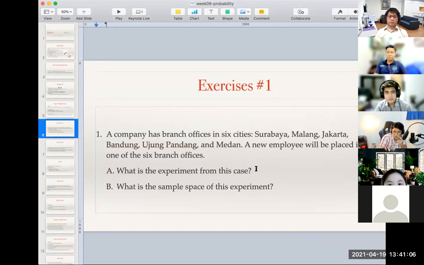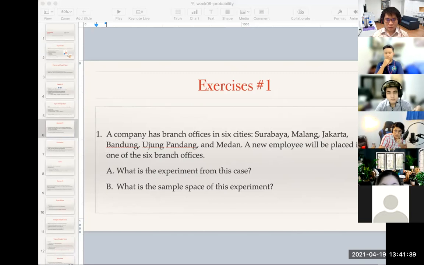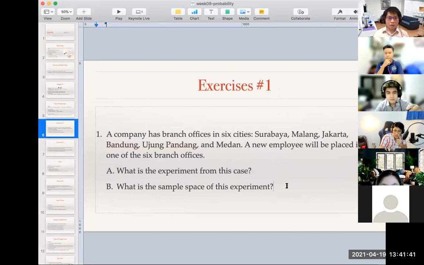Question A. Surabaya, Malang, Jakarta, Bandung, Ujung Pandang, and Medan. All of them, sir. Mhm. This is which one, A or B? Earlier, I think both of them are the same. Both of them are the same. Yeah. Okay. For the sample space here.